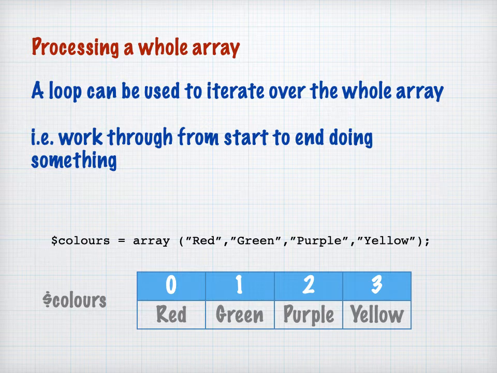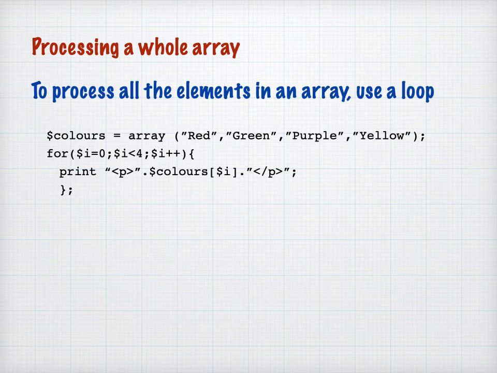So let's look at this array that we've got here. This array has got 4 elements, and you can see it's got the values red, green, purple and yellow, and its index runs from 0, so it goes 0, 1, 2, 3. So if we wanted to actually process all the items in that array, let's use a loop. So here's the code for that.